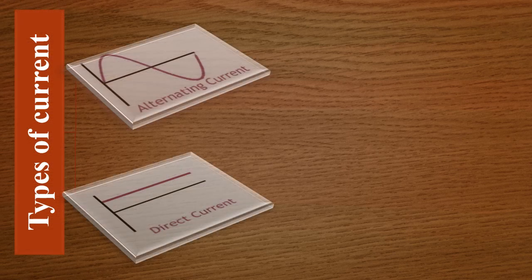Types of current. A few seconds ago we discussed the flow of current, and now we are going to discuss the types of current. There are two types of current. One is alternating current, that means AC current, and the other is direct current, that means DC current. Alternating current is such type of current which changes its path with time. But direct current is such type of current which always flows in a straight way. It doesn't change its path.